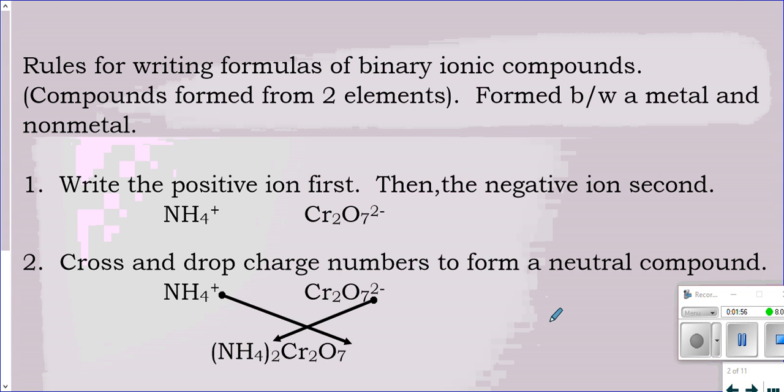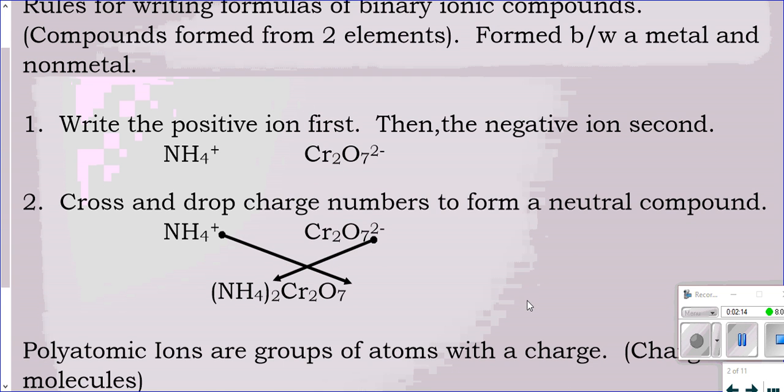So these are your rules for writing your binary ionic compounds. The first rule is the positive ion will be written first, then the negative ion will be written second. So we have ammonium and we have dichromate. We're going to use a method we call cross and drop. What that means is your numerical charge is going to cross over to the other ion, and what you're dropping will be your charges. You won't write the charges.